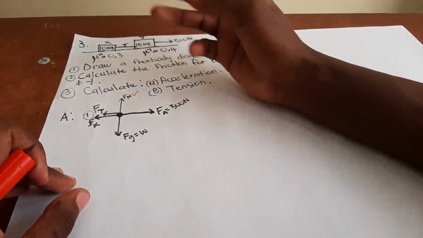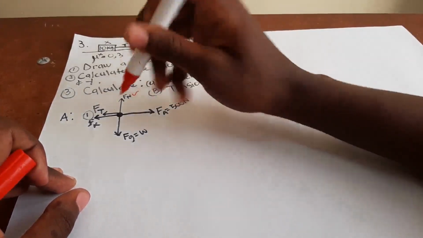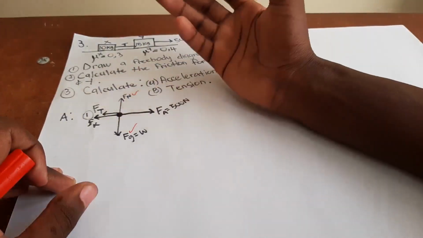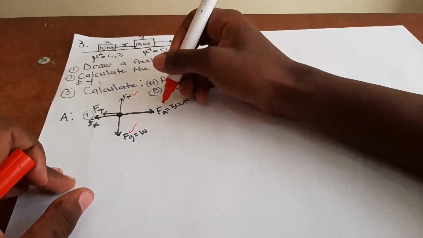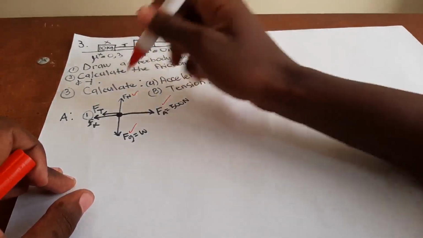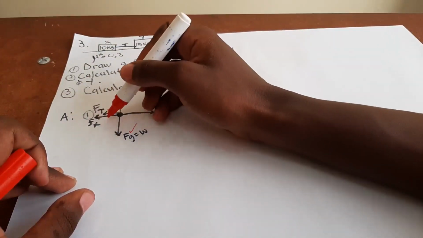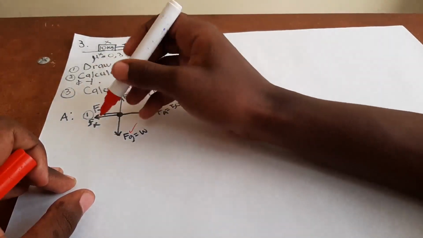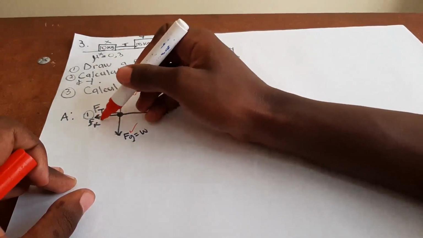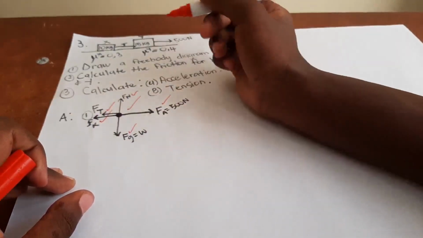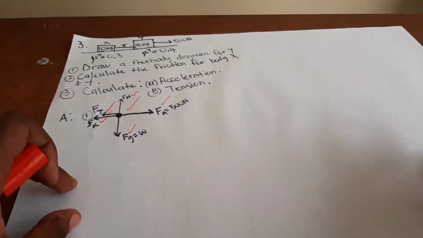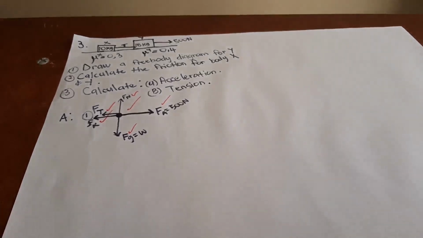So the normal force is there, acting perpendicular from the ground, gravitational force acting downwards, the force applied, the tension between x and y, and the kinetic frictional force acting parallel to the ground. That's how easy it is. So that was our very first question being answered.